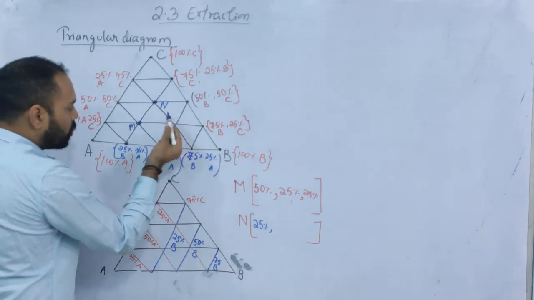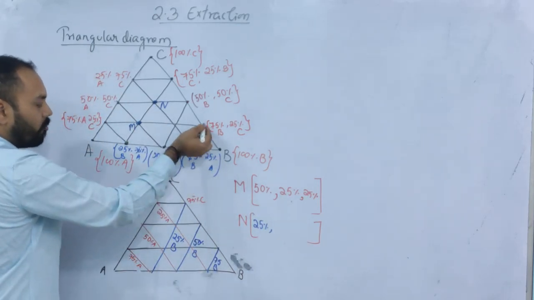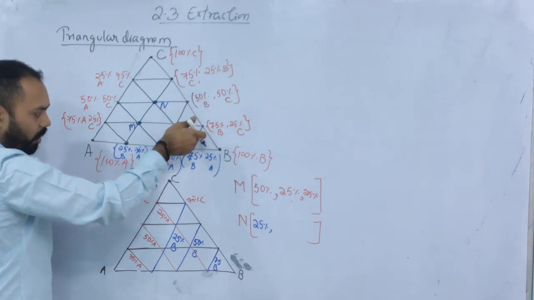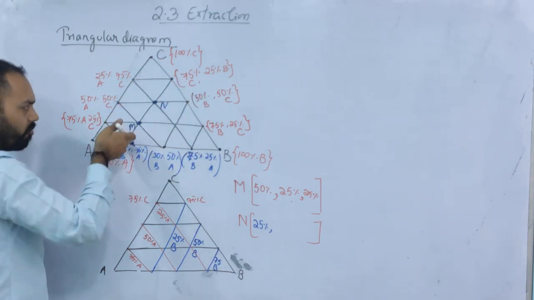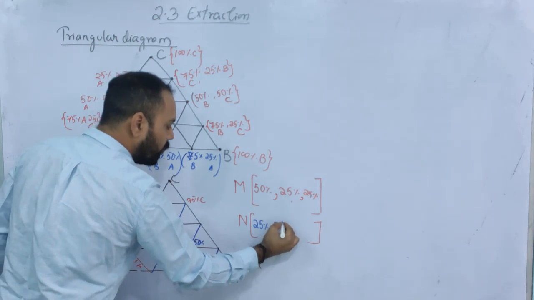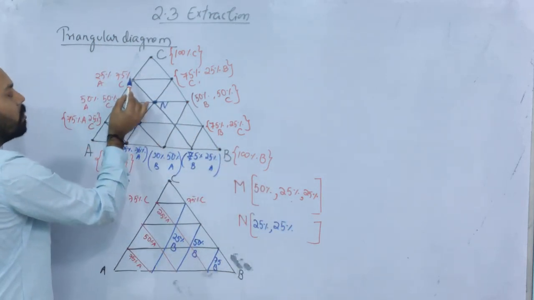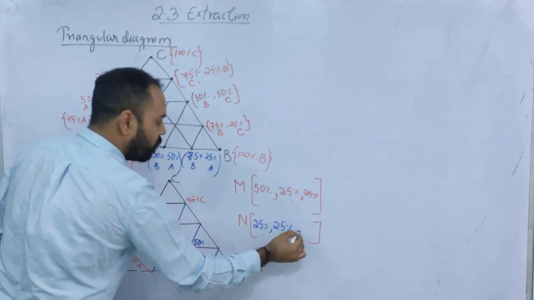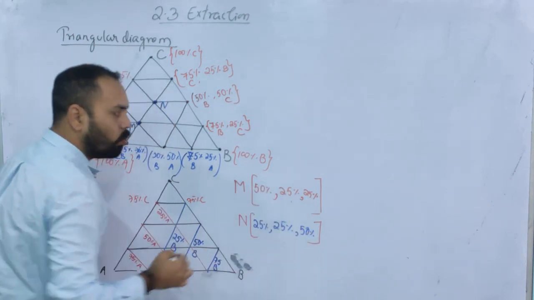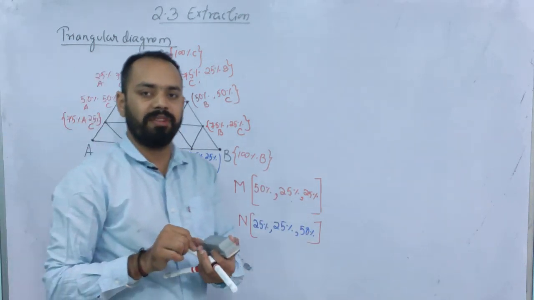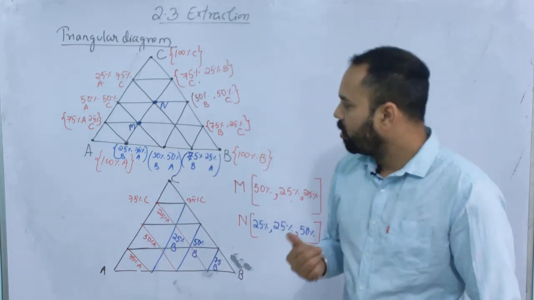Let's see the B composition here at point N. We have here 75% B, 50% B, 25% B. So it must be 25% B. And what about C? 75, 50, 50% C. This is how you read a point which is present inside the equilateral triangle.